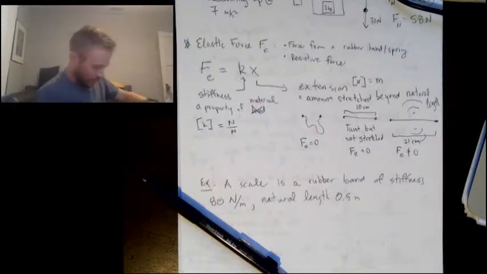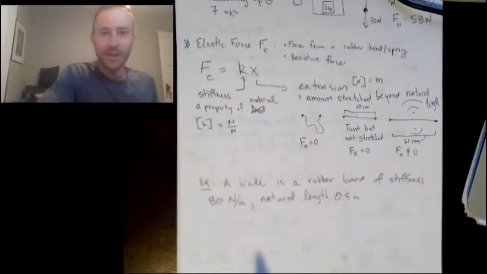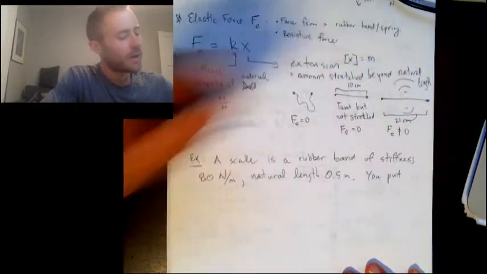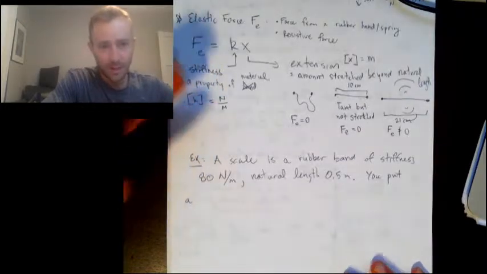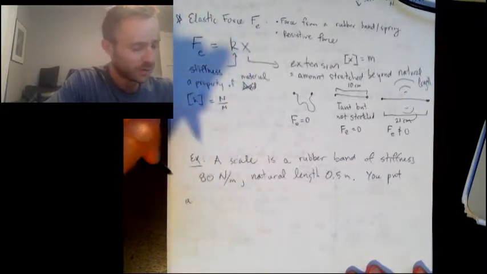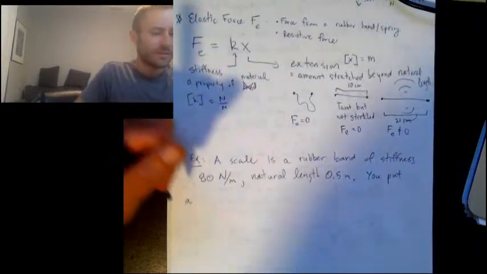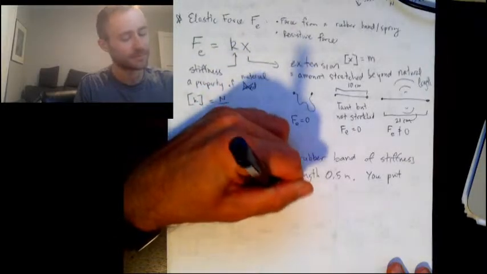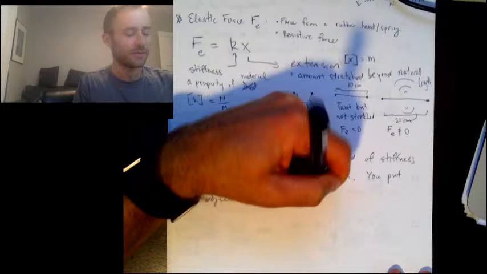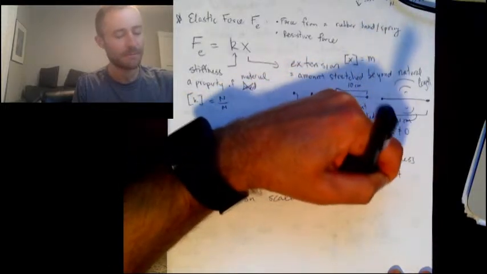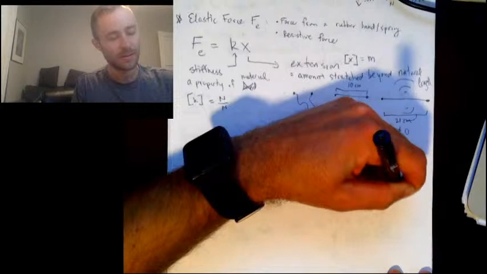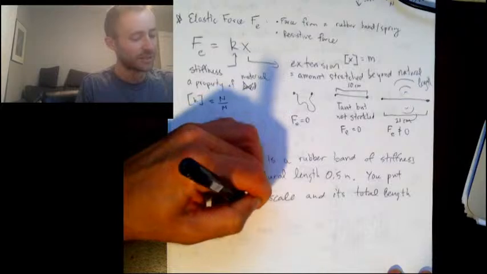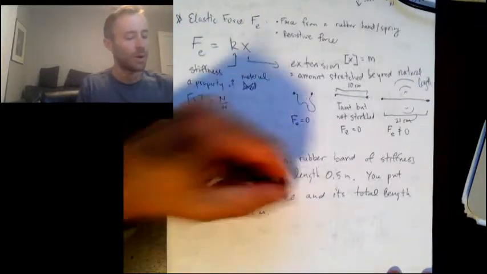Okay. Back to the lesson. So you put an object on the scale and its total length is now 0.7 meters. What was the mass of the object?